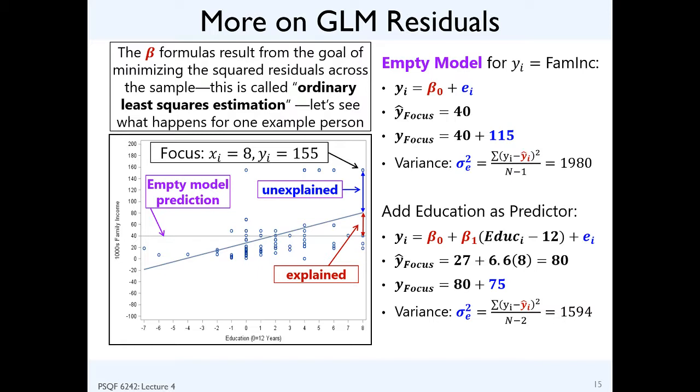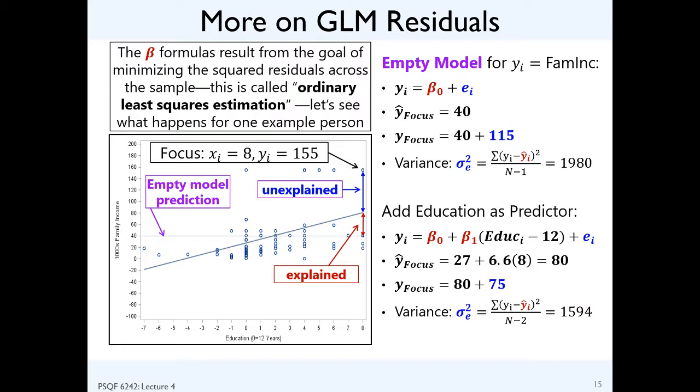So it works out that E is 115. Their actual income is 115 higher than the mean that is predicted for them and everyone else from the empty model. So if I were to find each person's E and plug that in here, square it, sum it, divide by n minus 1, I get a total variance in education of 1980.